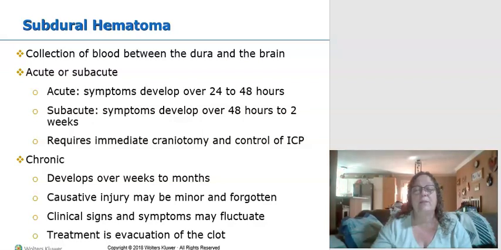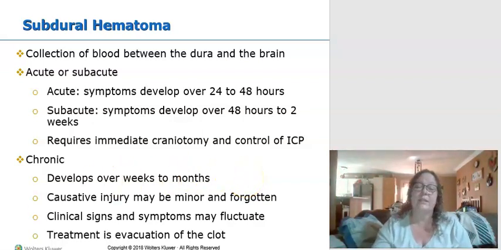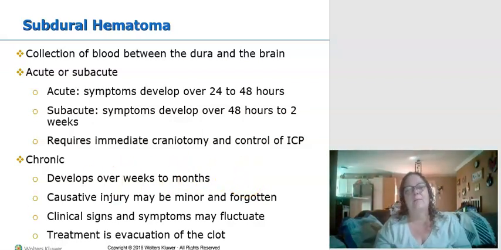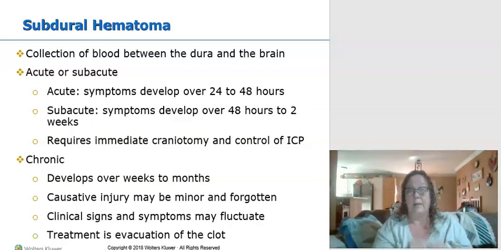Chronic subdural hematomas, these develop over weeks to months. The causative injury may be minor and forgotten, so it may have been just something that didn't seem like a big deal at the time. The signs and symptoms of this can fluctuate. Usually there's some sort of headache, at least at some point during here. And you may have some change in neurologic function as the hematoma gets larger.